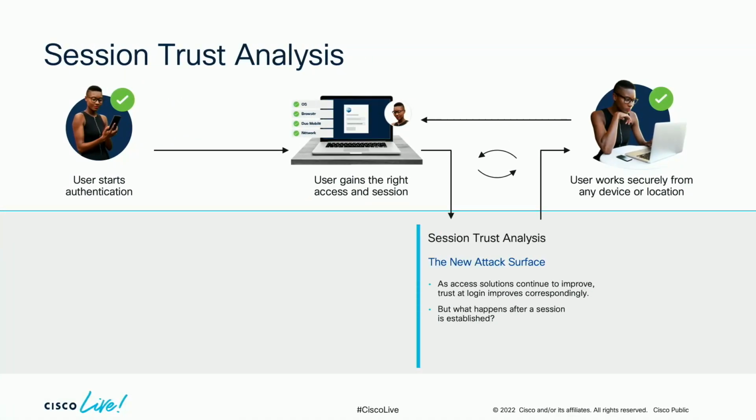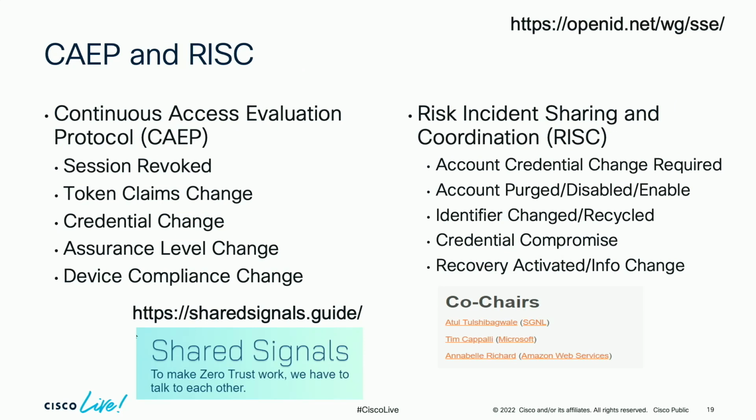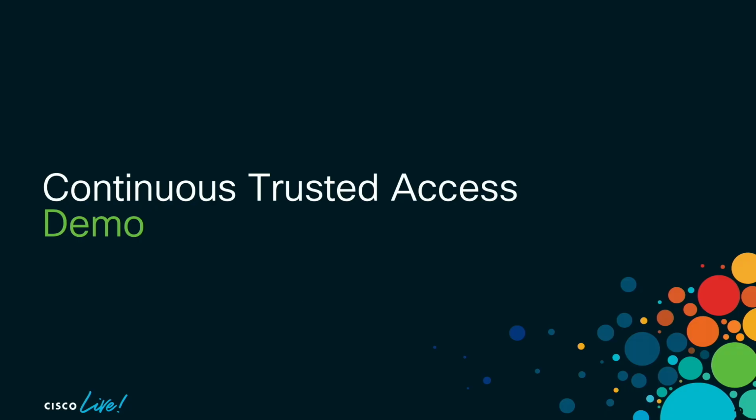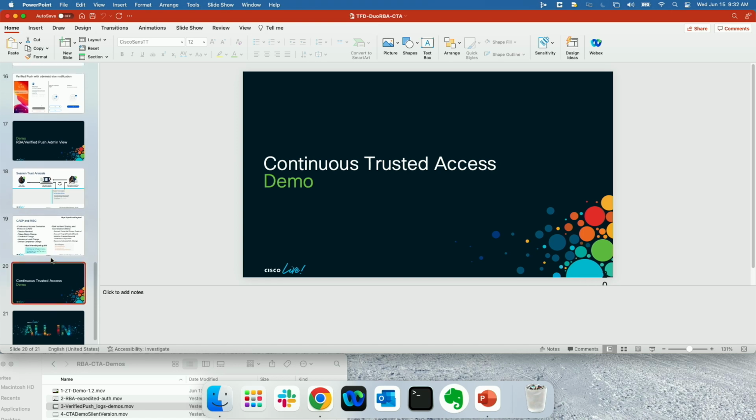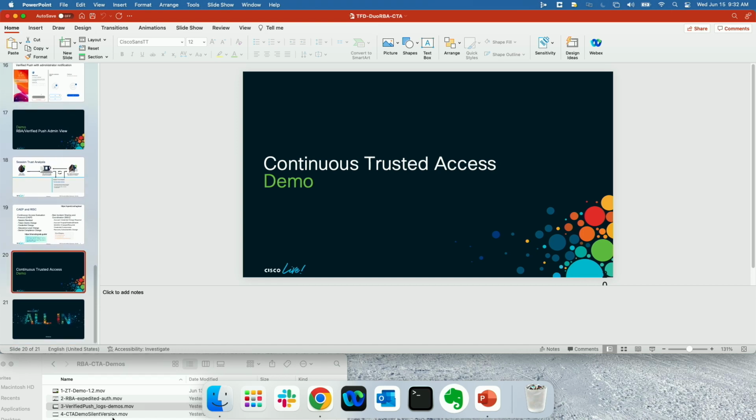Continuous trusted access is built on a piece of technology we call session trust analysis. Basically, we're members of the OpenID Foundation. We help develop these standards, CAEP and RISC. They're two standards that do what are called shared signals. Shared signals are basically a way for somebody like a security vendor to talk to somebody like a SaaS vendor. In this particular case, our SaaS vendor is Box.